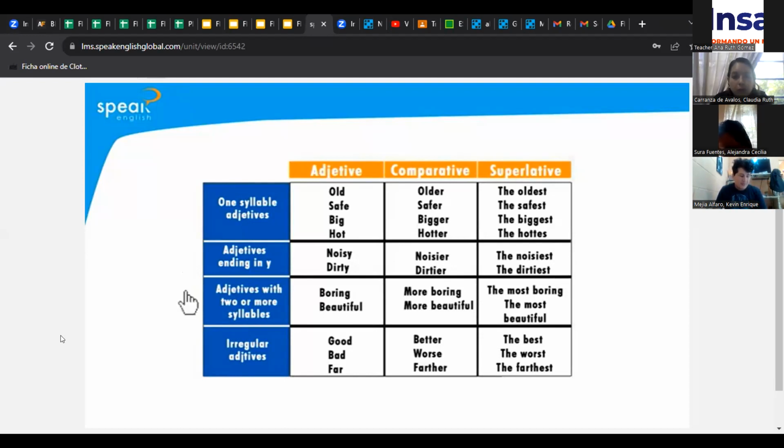Rule number three. Adjectives with two or more syllables. You are going to use the word the most. For example, boring, comparative, more boring, but superlative, the most boring. Another example, beautiful, comparative, more beautiful, but superlative, the most beautiful.